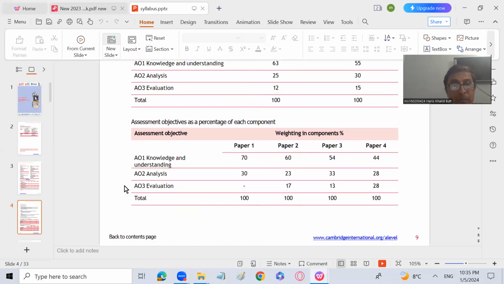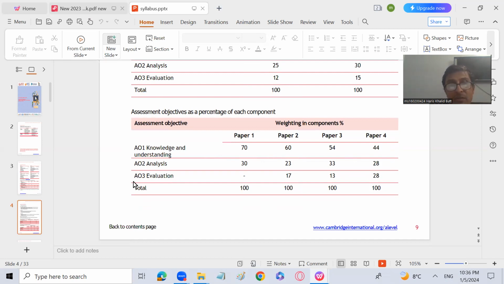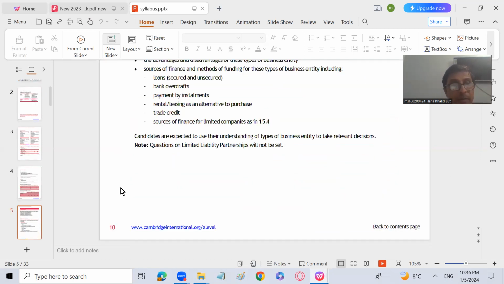So if we talk about the percentage overall, the paper 1, the knowledge and analysis, paper 2 is 60%, 23, 17, and 100% paper 3 and paper 4. So this is just to give you an idea of how the assessment objectives have been achieved, and it has become 100% of the evaluation of the paper.